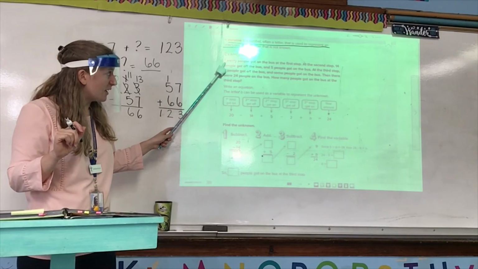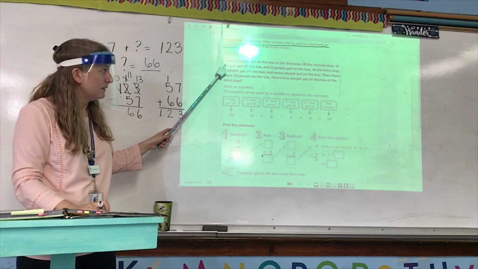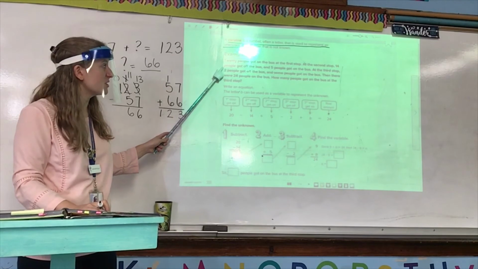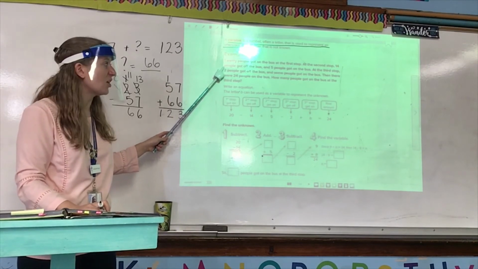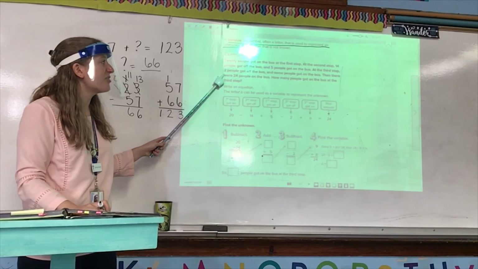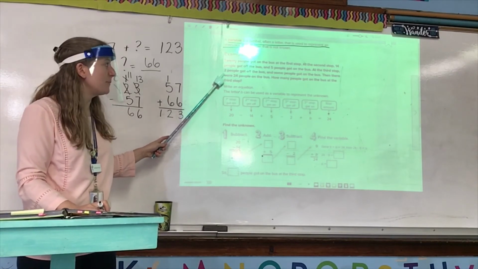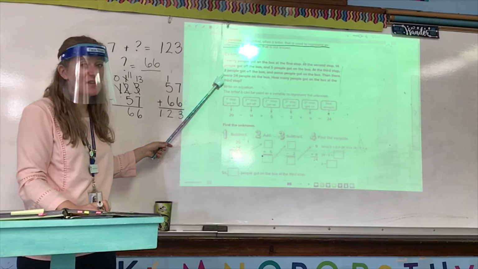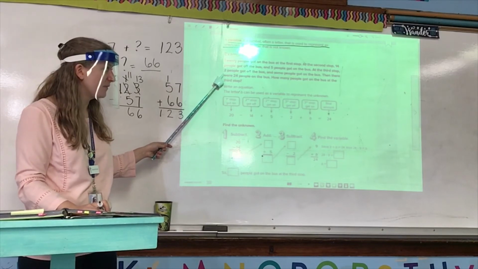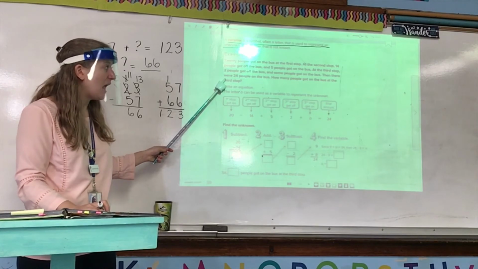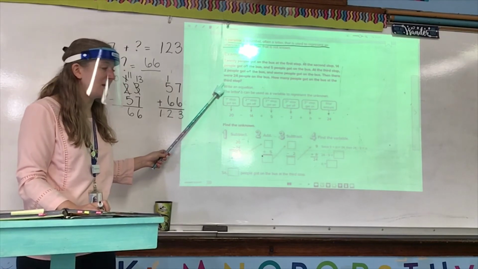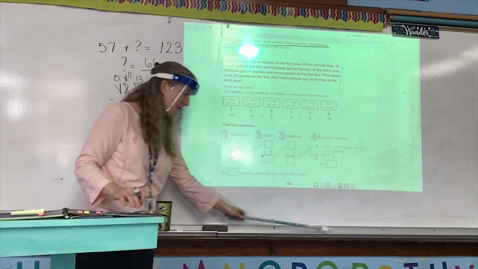20 people got on the bus at the first stop. At the second stop, 14 people got off the bus. And 5 people got on the bus. At the third stop, 2 people got off the bus and some people got on the bus. Then there were 24 people on the bus. How many people got on the bus at the third stop?